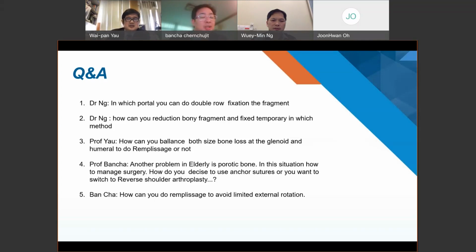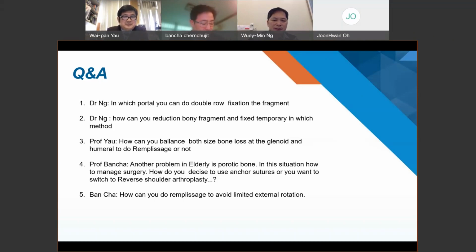Yes, very good. So that's some Q&A for Professor Ng. Which portal can you use to do double row fixation of the fragment, Professor Ng? I use a standard anterior portal and add an additional anterosuperior portal to hold the fragment, then I put in the suture and tie it. For the second question, reduction of the bony fragment is usually not an issue because you do it fairly early. Usually you need to do it before 3 months according to most of the literature, but I usually do it within 1 month or 2 weeks.